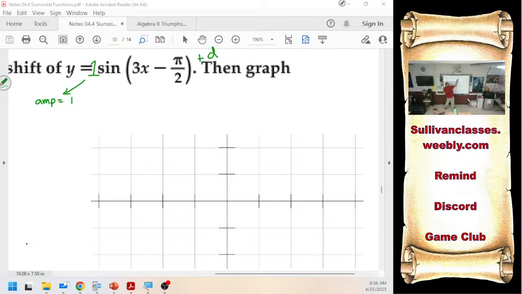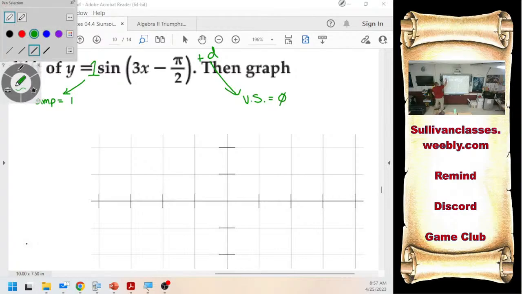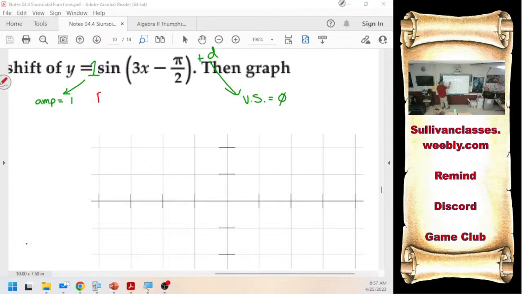If there's nothing back here, then I will say my vertical shift, there is none. Okay? Period. Period is always 2 pi over b. What is b? 3. Okay. So, good thing I'm a dad. Do what I say, not what I do. 2 pi over 3 is my period.